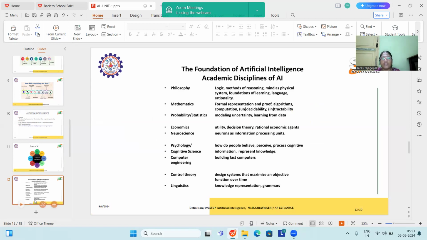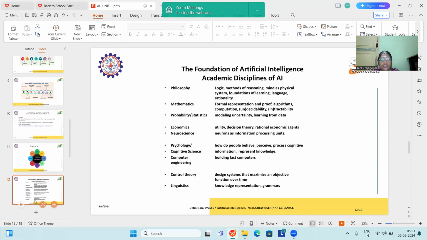The foundation of AI. The foundation of AI, first one is philosophy. There are many different types of logical methods and methods of reasoning, and the mind as a physical system, the foundation of our learning, languages, and rationality. Mathematics. It produces formal representation and proof and algorithm computation, whether we have to decide the knowledge or undecide the knowledge, whether it is a tractable problem or untractable problem. We have to decide the probability and statistic theory. According to that, learning from the data.